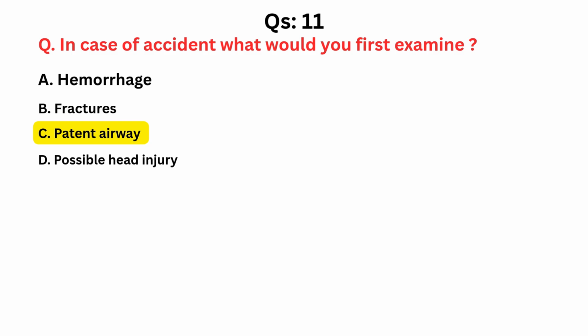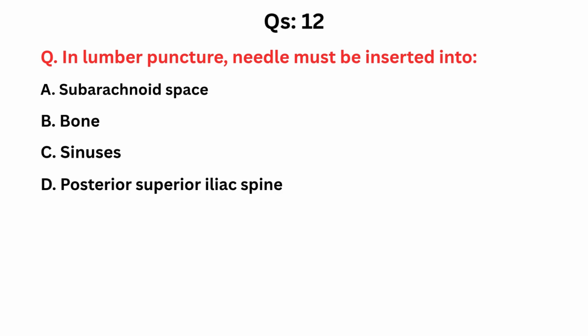answer. Question number 12. In lumbar puncture, the needle must be inserted into. Option A, subarachnoid space. Option B, bone. Option C, sinuses. Option D, posterior superior iliac spine. Option A, subarachnoid space is the right answer.